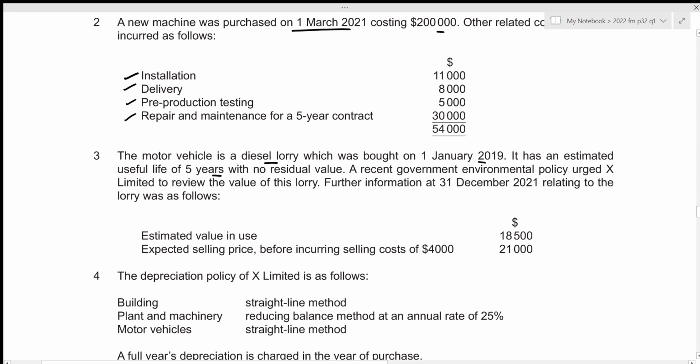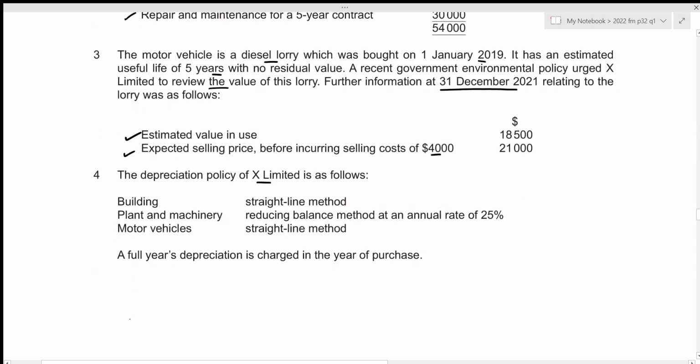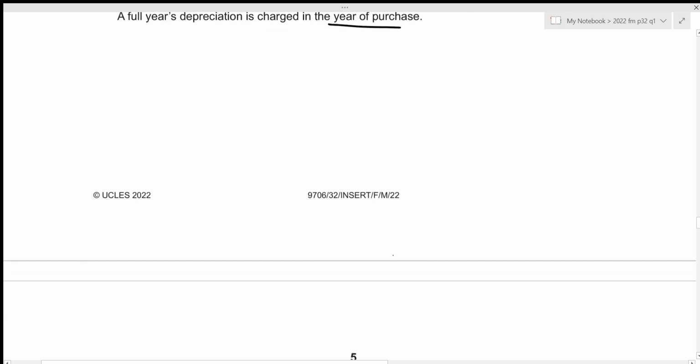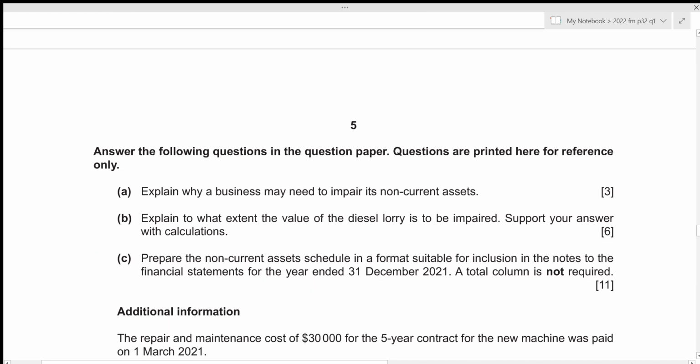A recent government environmental policy urged X Limited to review the value of this lorry, and then further information at 31st December 2021 relating to the lorry was as follows. So we're given the estimated value in use as well as the expected selling price before incurring selling costs of 4,000. Finally, we are given the depreciation policy of X Limited. And we are also told that a full year's depreciation is charged in the year of purchase. Let's have a look at the first question. We need to explain why a business may need to impair its non-current assets.